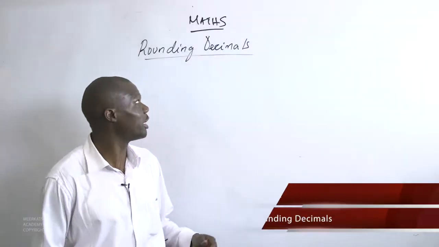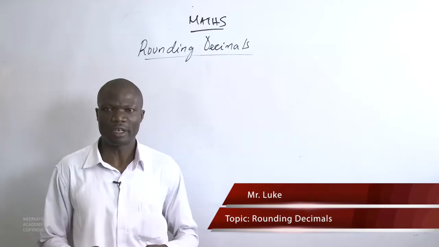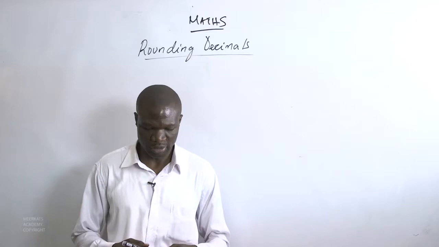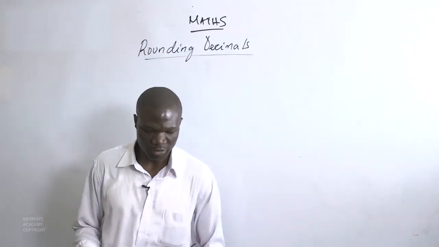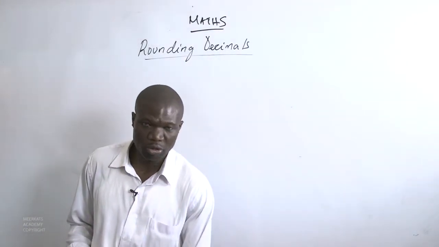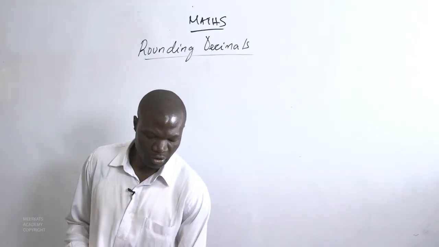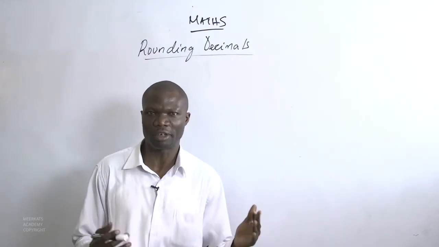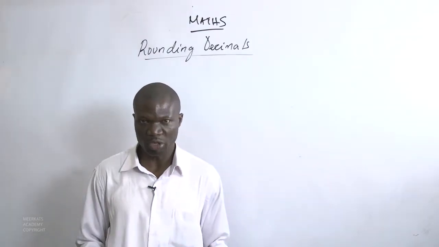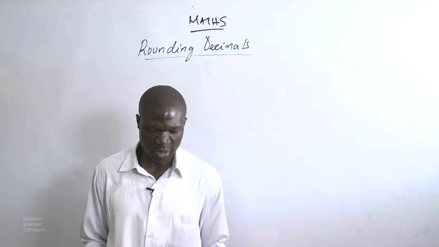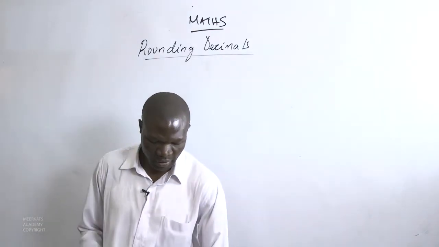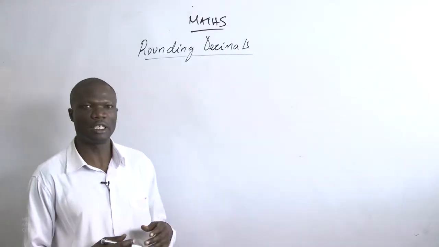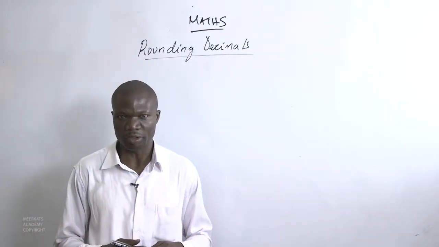Welcome to our today's mathematics class where we are going to look at rounding decimals. Previously, we have seen the issue about fractions. We have seen how we can arrange fractions in order of ascending or descending. We came to the decimals again. We looked at how we can arrange them in the order of ascending or descending. But this time round, we want to concentrate on decimals and see how we can round off decimals.